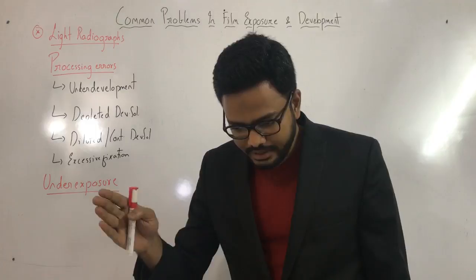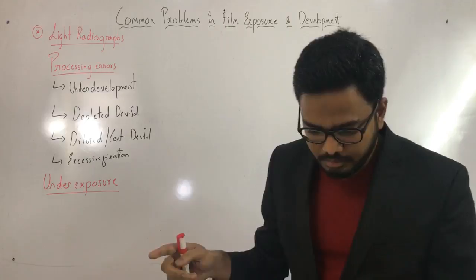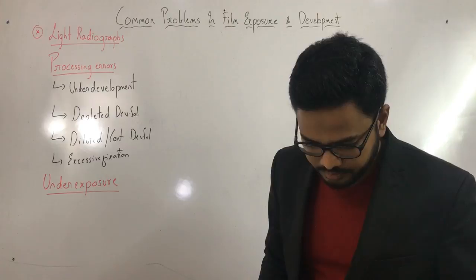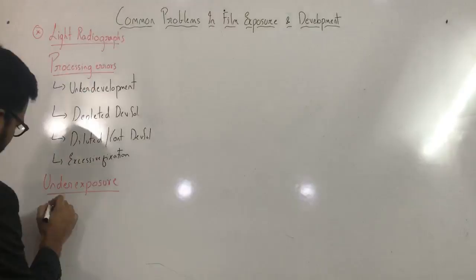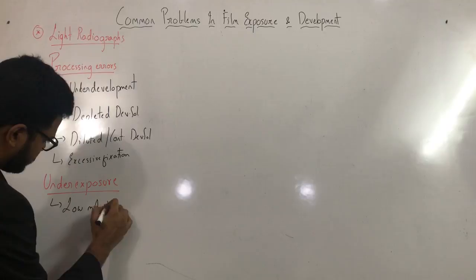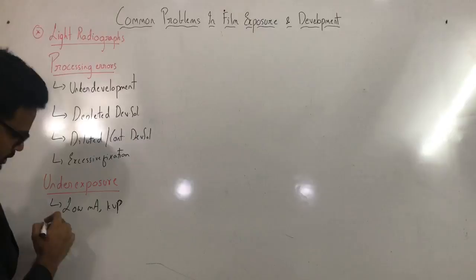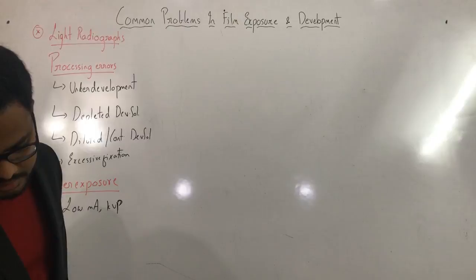Yes, light leak will cause dark radiographs. Exactly, but we're talking about exposure parameters. Good, yes, brightness, low KVP, that is low tube potential. Yes, low tube potential and tube current. Anything else?